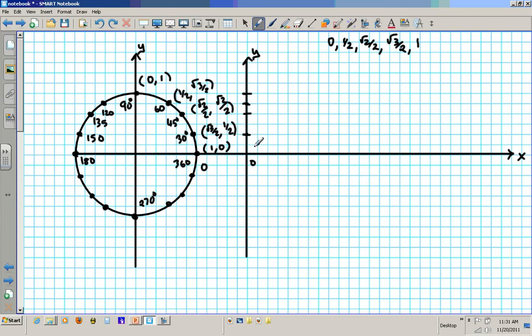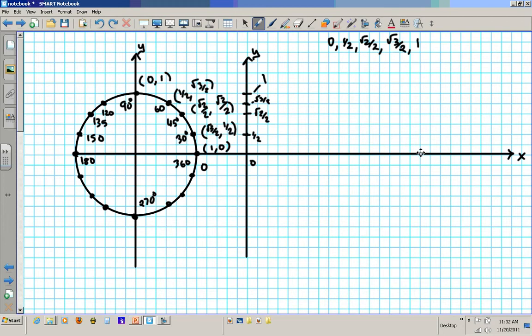Again, 0, what's after 0? 1 half, right? 0, 1 half, root 2 over 2. This is going to be root 3 over 2. It's going to be hard to fit. And then this is going to be 1. This is 1. And then this right here is going to be root 3 over 2. So root 3 over 2, of course, again. Alright, so this goes to this, goes to that, goes to that, and that goes to that.